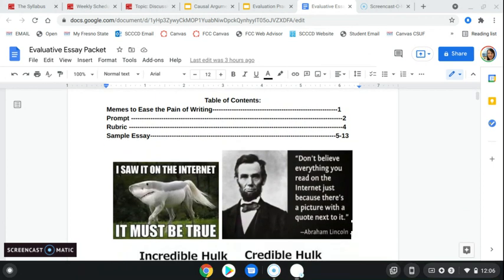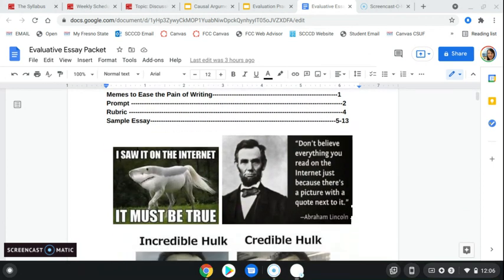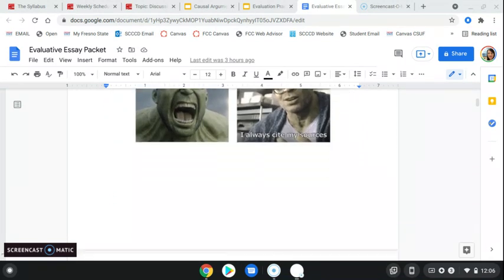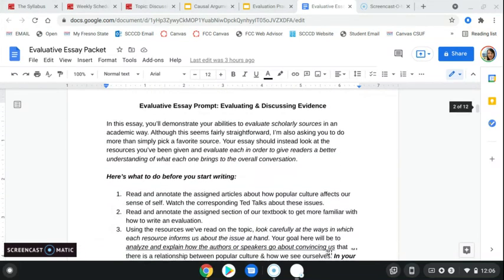So, here you've got memes to ease the pain of writing, because those are fun, followed by our prompt, the rubric, and then a sample essay so you can see what the end result should look like.